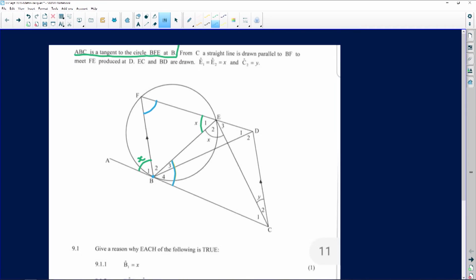Let's read on. They say to us, from point C, this is the point down here, a line is drawn parallel to BF. Now there's BF. Let me try and find my highlighter. I hope I'm going to find my highlighter. There we go. So BF is parallel to DC. We've indicated that so that we do not forget what it is that we're working with, folks.